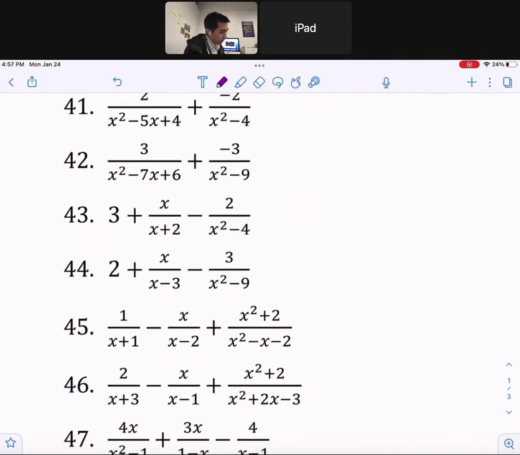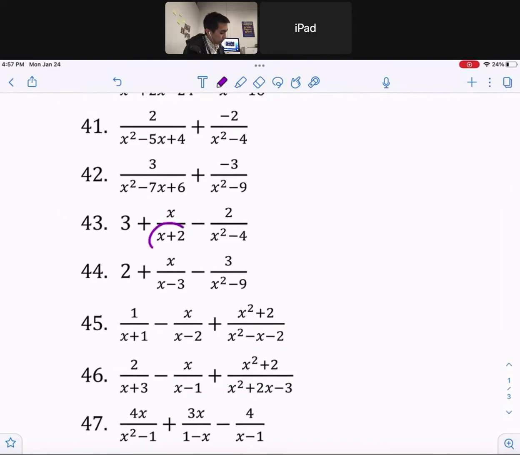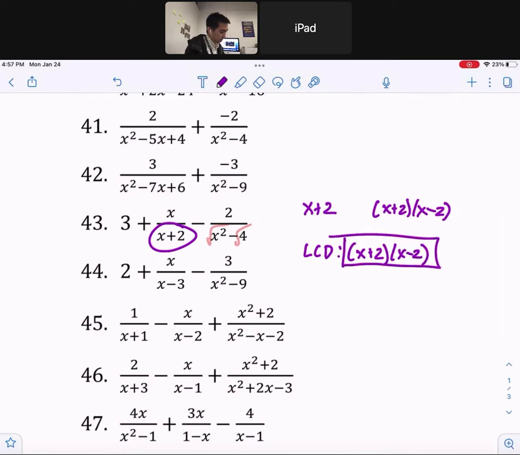Okay, 43 is nice. This one is x plus 2 only. This one is a difference of squares, so factoring, x plus 2 times x minus 2. So for the least common denominator, they both share x plus 2, so just write that down. And then x minus 2 is the one that's different, so we multiply that by all the different ones.